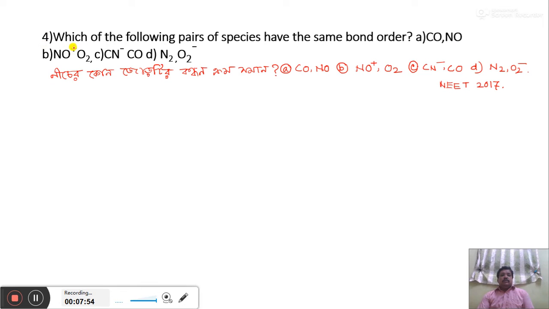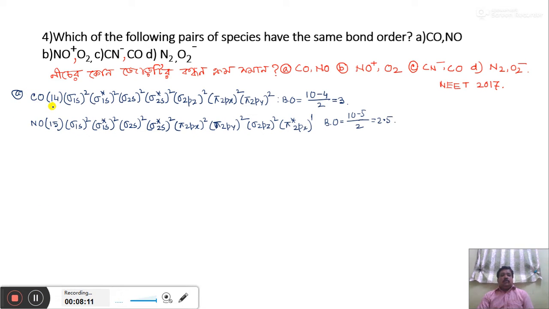My next question is, which of the following pairs of species have the same bond order? Option A: CO and NO, option B: NO+ and O2, option C: CN- and CO, option D: N2 and O2 2-. In case of CO, total electrons present are 14 and its bond order is 3, and in case of NO, 15 electrons are present and its bond order is 2.5. So CO and NO have different bond orders, so option A is not the correct one.